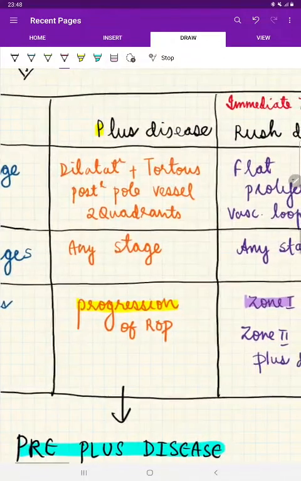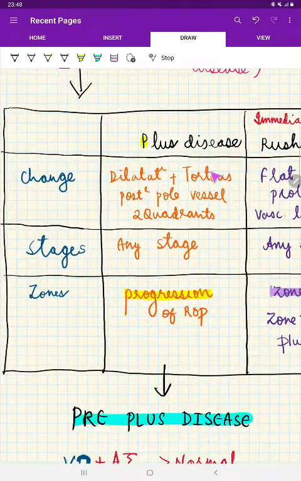Plus disease means we see dilatation and tortuosity of the posterior pole vessels in 2 quadrants. This is very important. Plus disease is dilatation with tortuosity of posterior pole vessels in 2 quadrants. So remember P for P. The moment someone says plus disease, that means progression of ROP. This can be any stage.